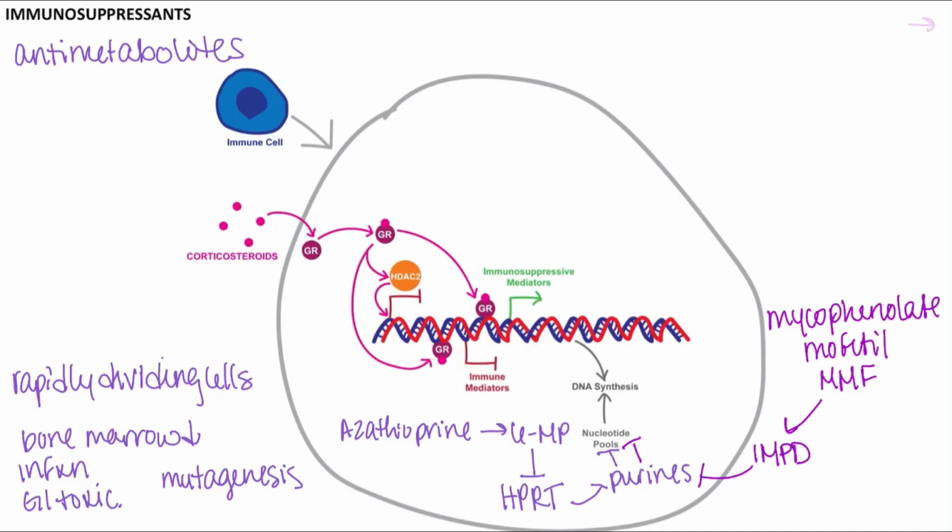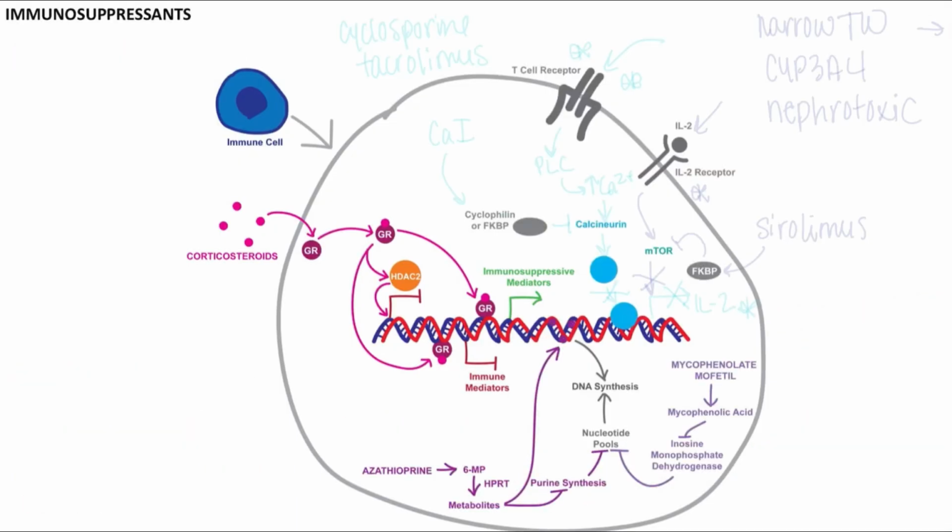So because of the similarities in their mechanism, mycophenolate mofetil is going to come with a lot of the same adverse effects as azathioprine. So moving to the next slide. So this brings us to our other group of steroid-sparing immunosuppressive agents that we're going to talk about today, being the calcineurin-related inhibitors. But first, we need to briefly go over one aspect of T cell receptor signaling.